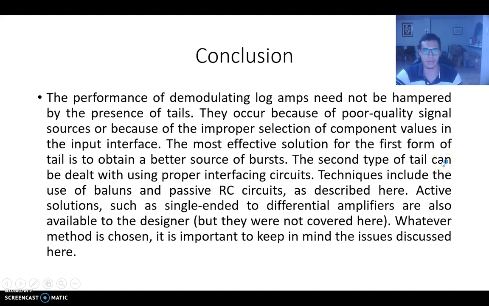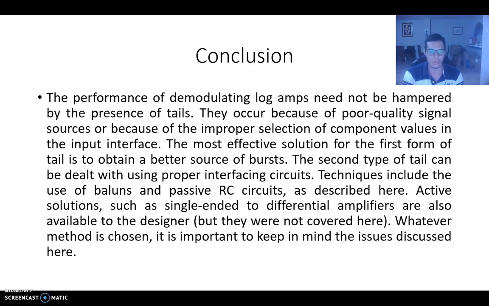Conclusion. The performance of demodulating log amps need not be hampered by the presence of tails. They occur because of poor quality signal sources or because of the improper selection of component values in the input interface. The most effective solution for the first form of tail is to obtain a better source of burst. The second type of tail can be dealt with using proper interfacing circuits.